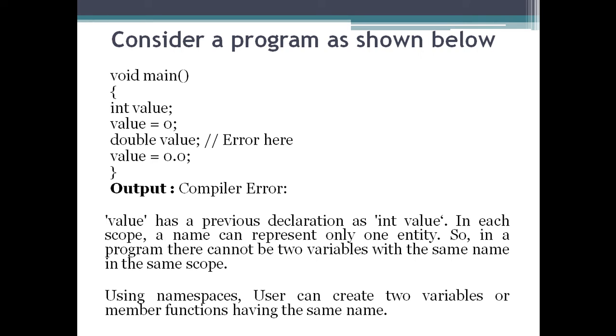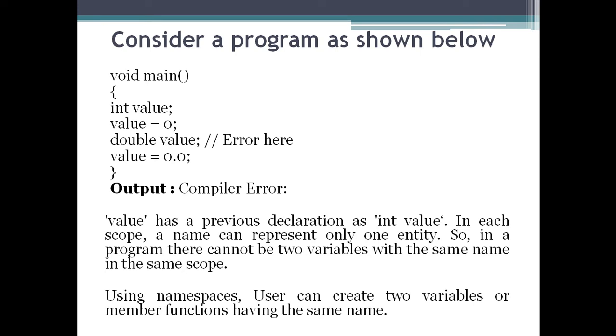Even though the user wants to have the same name with a different data type, assume the user is writing a program which consists of n number of modules. If there are n number of modules, how can we make use of a single variable name, right? That process is implemented in C++ by using a concept called namespace. Using a namespace, the user can create two different variables or member functions having the same name.